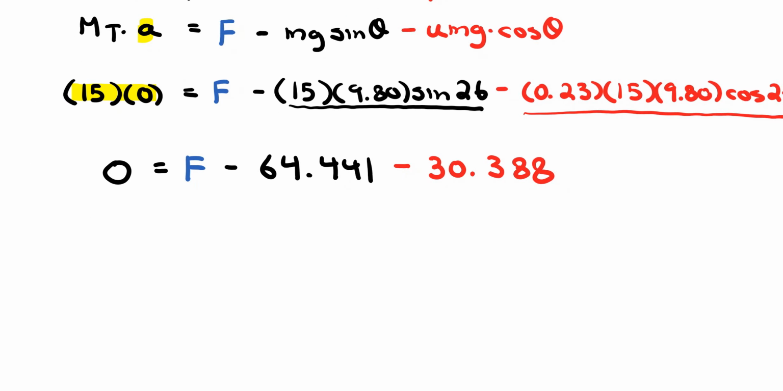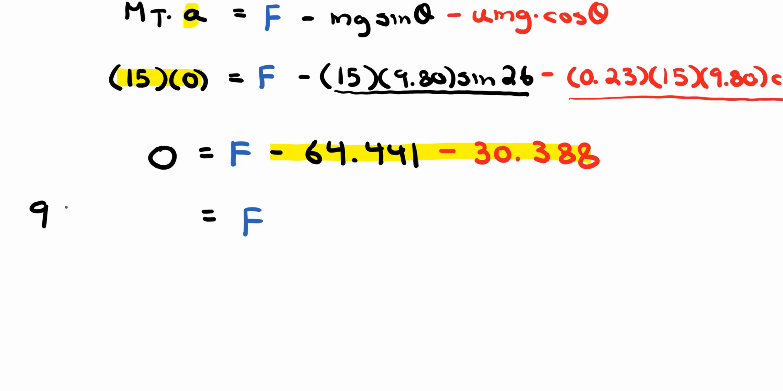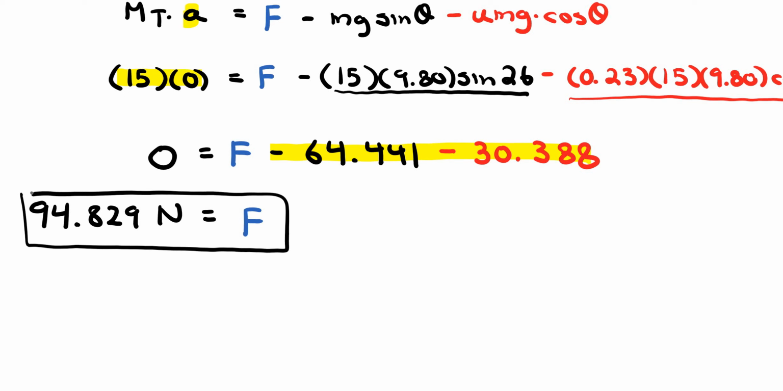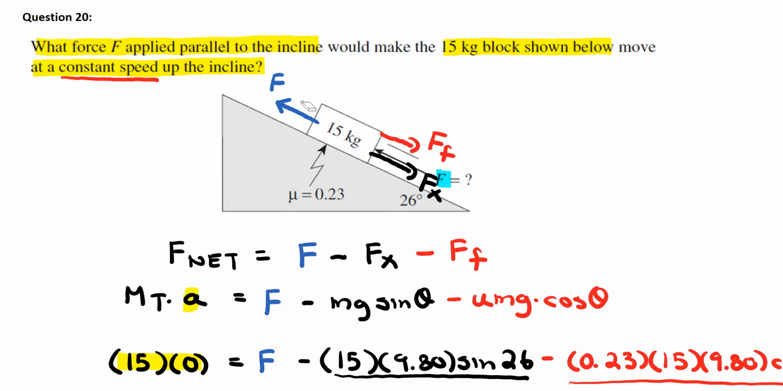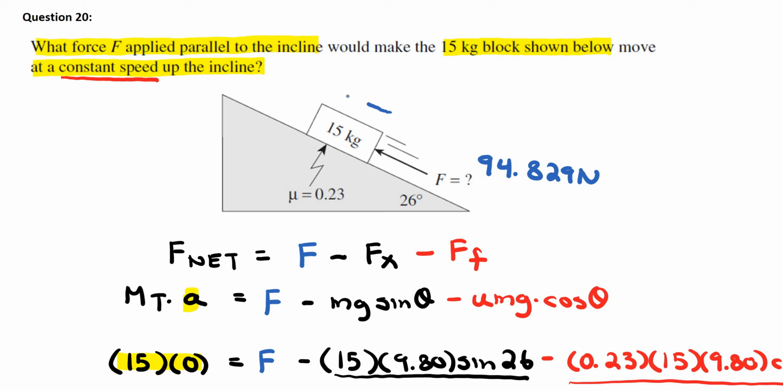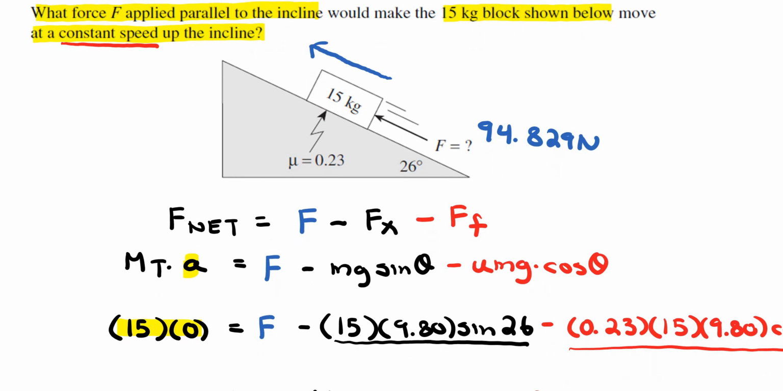And all we're doing now is taking these numbers and bringing them to the left-hand side, and it turns out that the force that we need is about 94.829 newtons. All right, so that's the force that needs to be applied. So if I go back to my diagram here, let me erase all this. This force right here has to be about 94.829 newtons so that this block moves up the incline at constant speed. Okay, so that concludes this homework video guide.